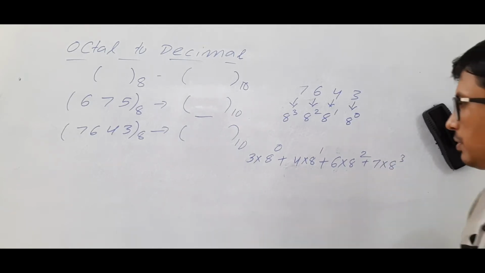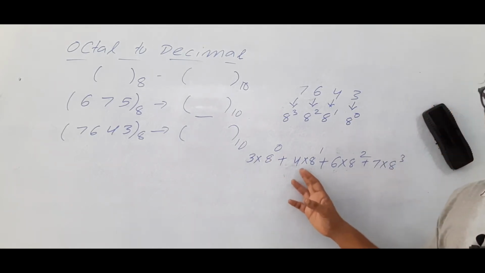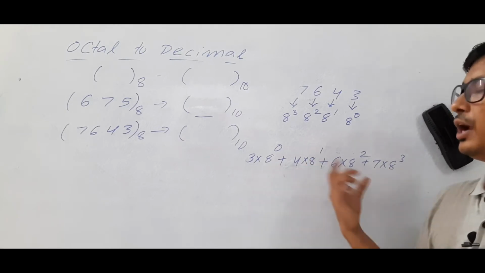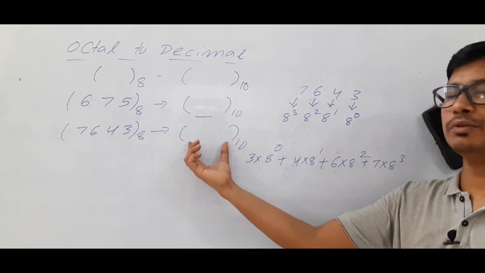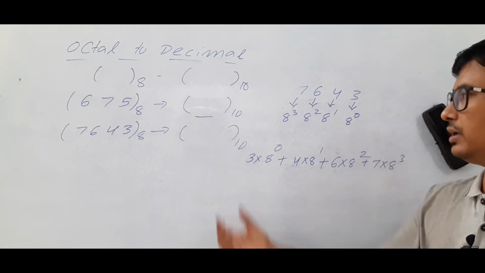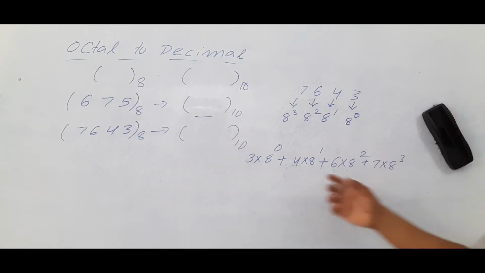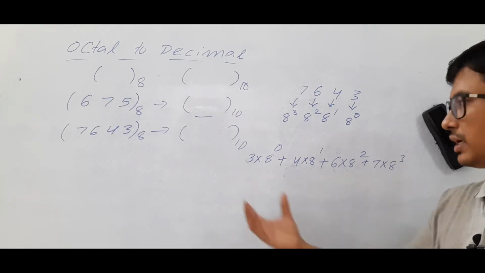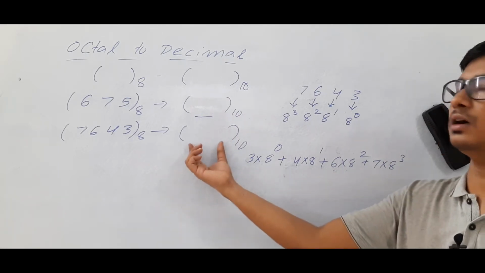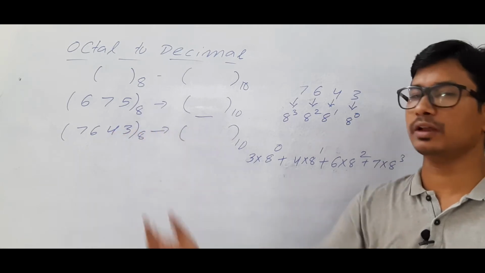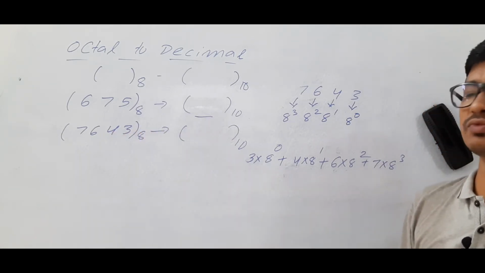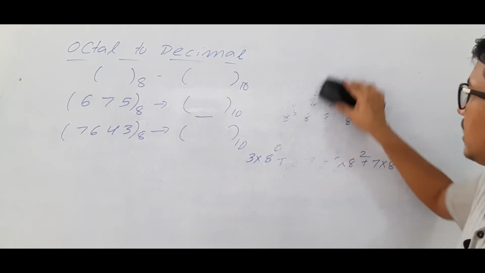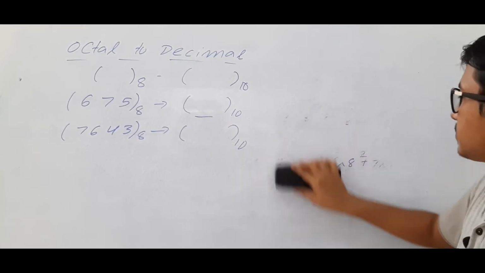You have to multiply 3 into 8 power 0 plus 4 into 8 power 1 like that, and you have to perform the addition. Whatever number you get, you keep it here as it is. So, I request everyone to simplify this one and whatever number you get, place it here. So, that is the equivalent decimal number for the given octal number 7643. Now, we will discuss another set of examples.